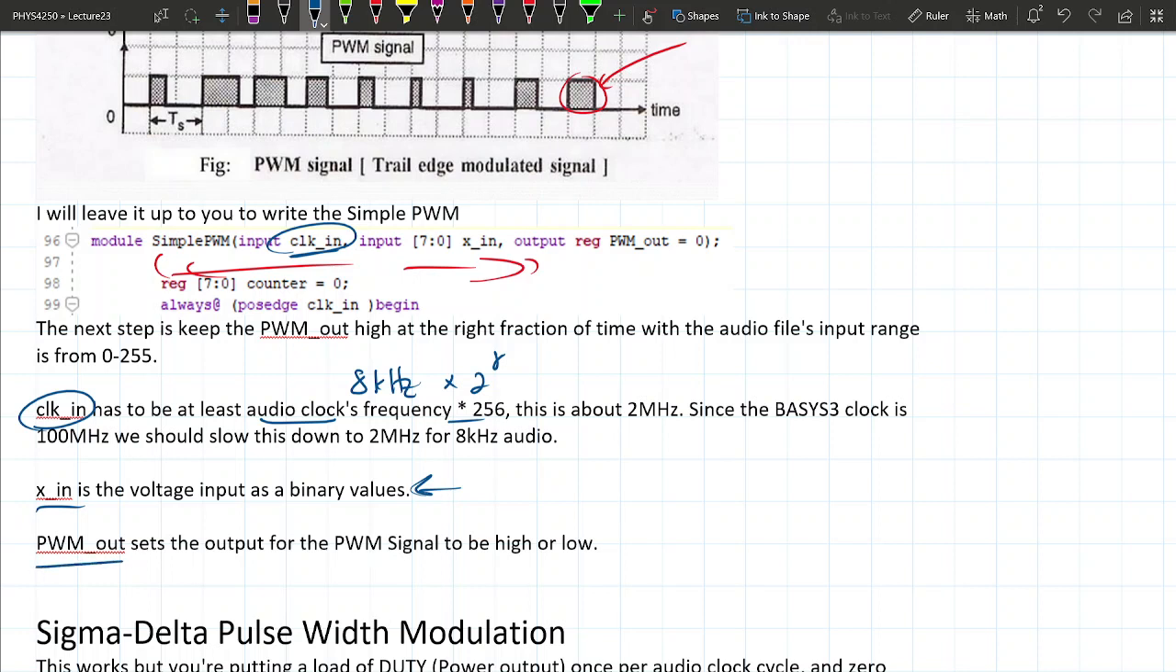And PWM out is the pulse, whether the pulse should be high or low. That's the output, which is basically what's sending power out to your speaker. Eventually this will just connect to some port through your FPGA to a speaker, making sound. It's probably not the right drawing.